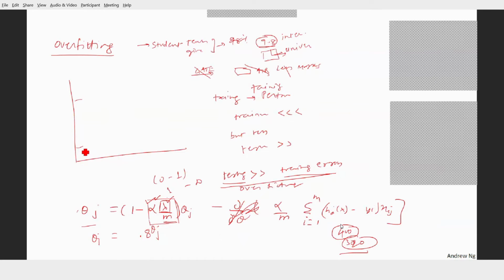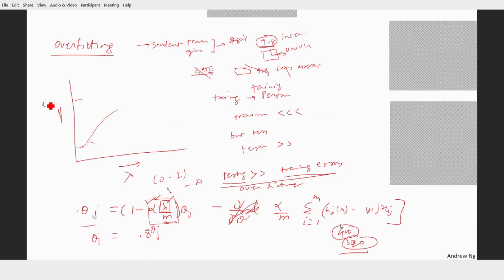As you increase your regularization parameter, you will see that your training error is increasing. Mind what I'm saying, right? It means we are allowing it to make more mistakes in the training phase. So this is the increasing value of lambda.